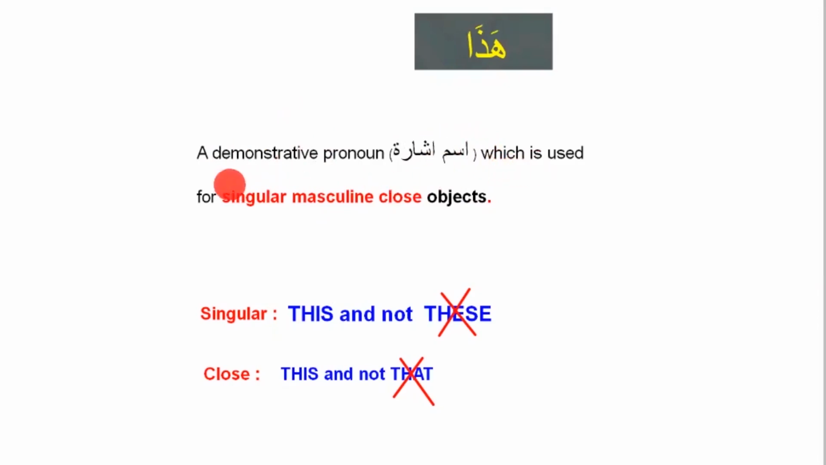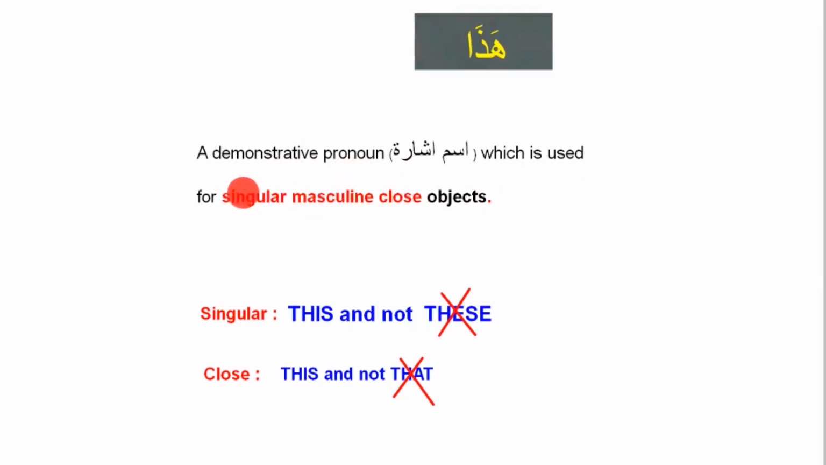Which is used for singular masculine close objects. We now know that it is a demonstrative pronoun. But do we use it for everything? No. It is only used for what? Singular masculine close objects. A demonstrative pronoun which is used for singular masculine close objects.